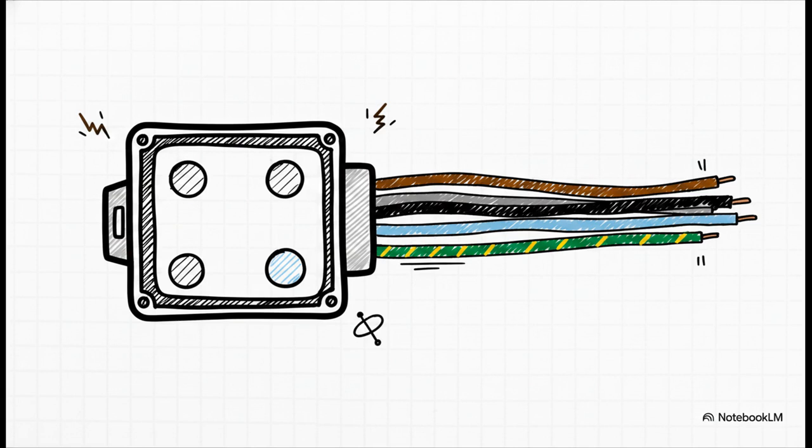Phase 1 is usually brown, phase 2 is black, and phase 3 is gray. Then we have our single neutral conductor in light blue. That's our return path and reference point. And finally, the completely non-negotiable earth or ground wire, rocking those green and yellow stripes.